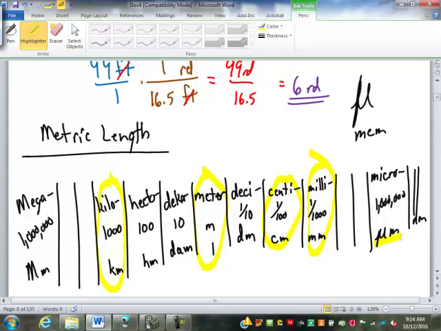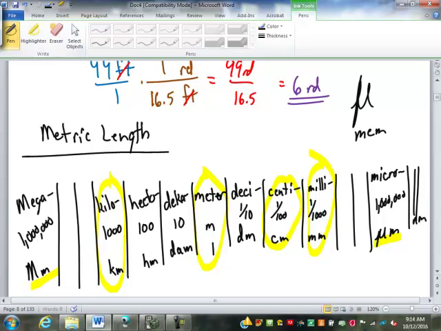Unless you get small enough to go to the micro. On the big side, mega only gets used for astronomy. The distance around the Earth at the equator is only 25,000 kilometers, so that'd be only 25 megameters. So it's not a really useful unit on the surface of the Earth, but in astronomical studies, it's pretty useful.